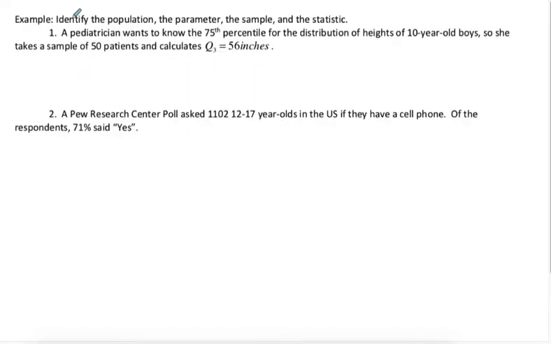In our next example, it says identify the population, the parameter, the sample, and the statistic. So we want 4 things now. All right, so I just kind of numbered them up here. And so our example says a pediatrician wants to know the 75th percentile for the distribution of heights of 10-year-old boys. So she takes a sample of 50 patients and calculates Q3 to equal 56 inches. Can we find these 4 things?